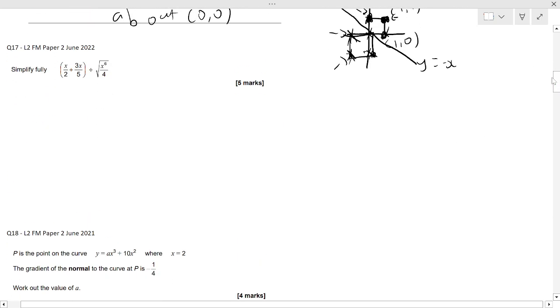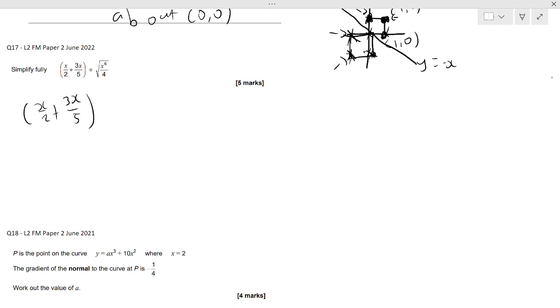Simplify fully this. First, let's split this and do all these bits separately. So firstly, x over 2 plus 3x over 5. I recognise we're just adding x's. So this is the same as a half of x, add 3 over 5 of x. And then I'm just adding a half, add 3 over 5.